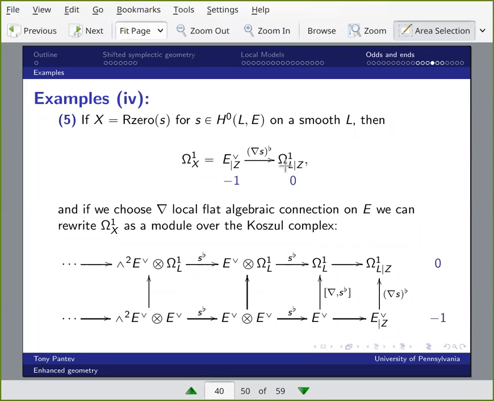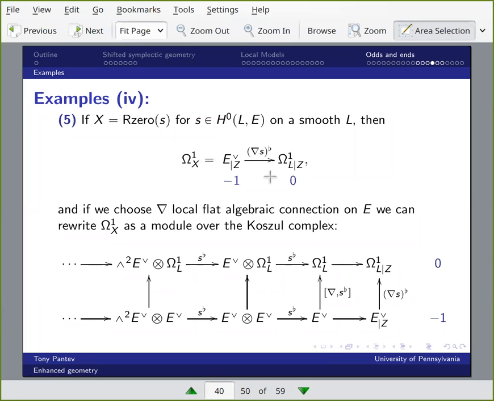And the map between them: you need to take a section in the dual bundle and produce a one form. The way you do it is you take a connection on the bundle, you differentiate the section that's given, that gives you a one form with values in the bundle, and you contract with your element in the dual bundle. So that gives you a map between the dual bundle and the one forms, which tells you that this is a well-defined complex, and that's the cotangent complex.